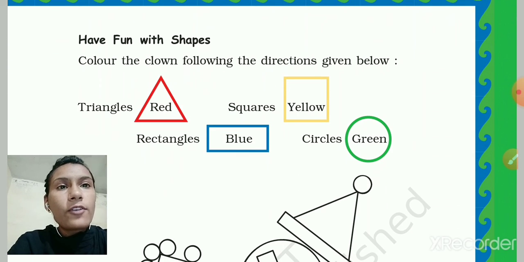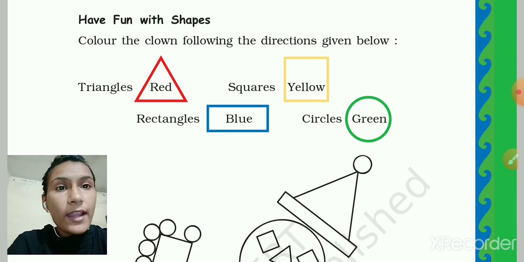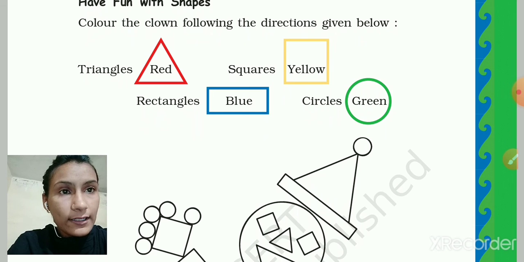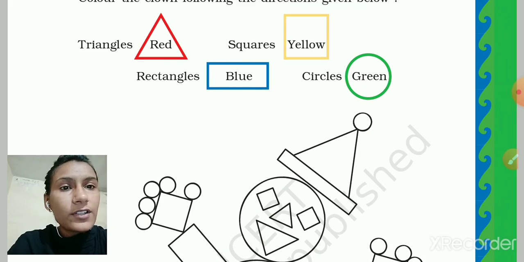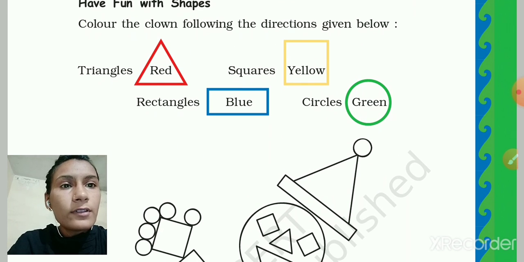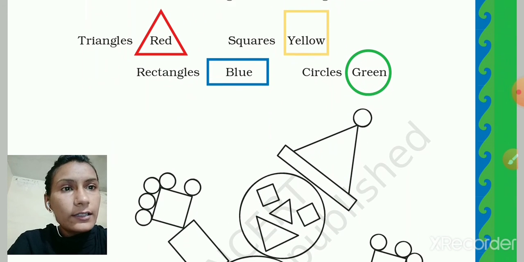Then next, have fun with shapes. Color the clown following the directions given below. For triangles, you have to use red color. For squares, you have to use yellow colors. For rectangles, you have to use blue colors. And for circles, you have to use green color. So you can see these different shapes of this clown. So you have to color.